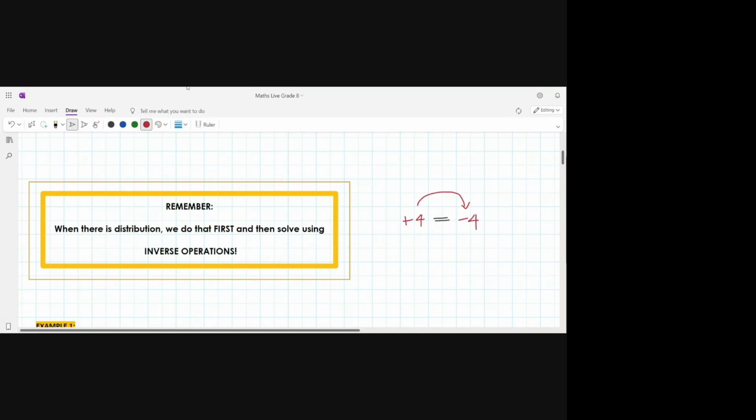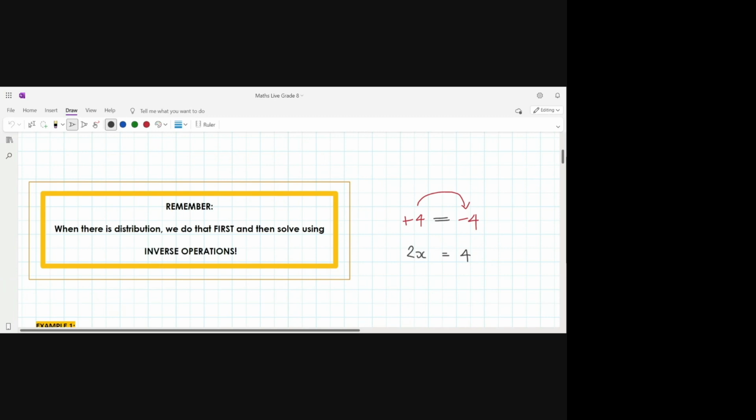Now, let's say I've got 2x is equal to 4, right? And I want x on its own. How do I get rid of this 2 in front of x? What do I need to do? Yes, Emihle. Do you have an answer for me, my darling?